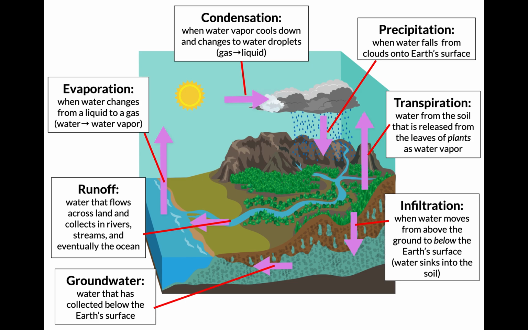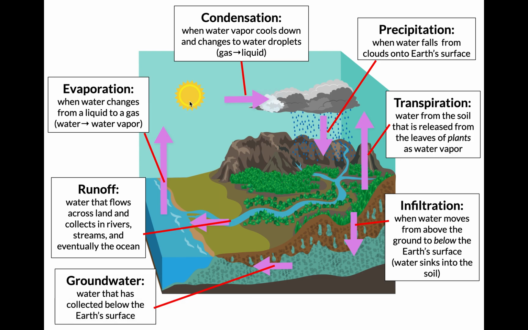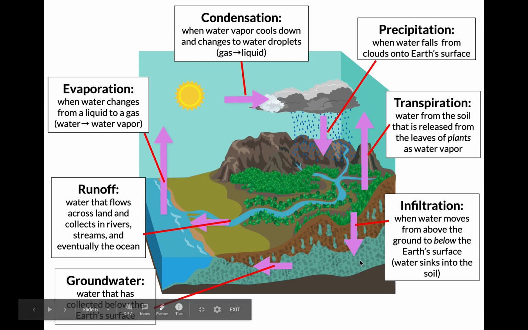And what powers all of this? Well, the sun. The sun is the major source of energy. It's powering the entire water cycle. The sun makes the water evaporate and it's allowing the water to change states. And then what pulls down the rain, what pulls down the water into the ground, that's gravity.